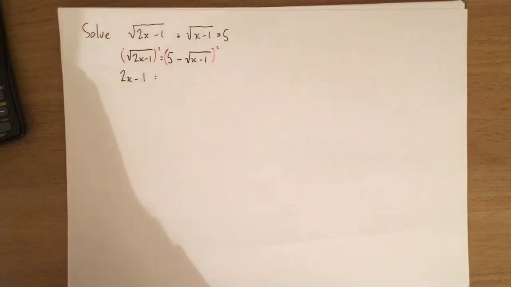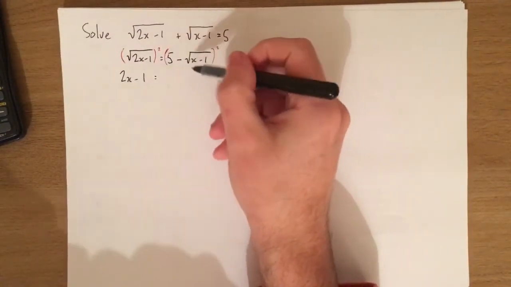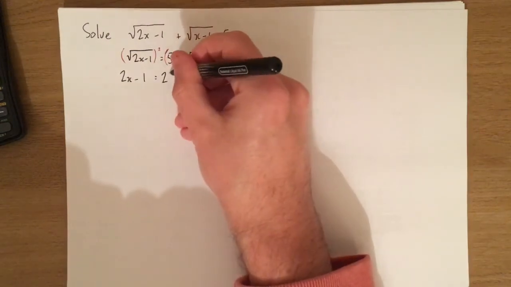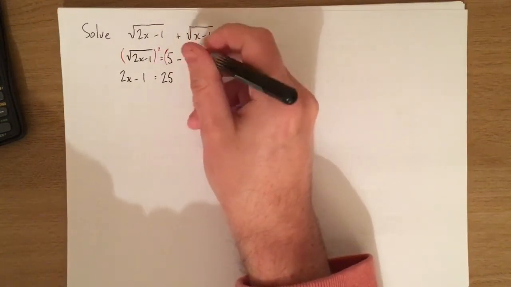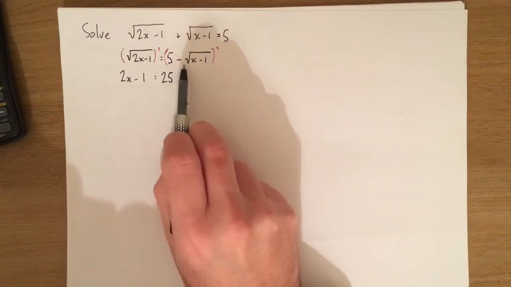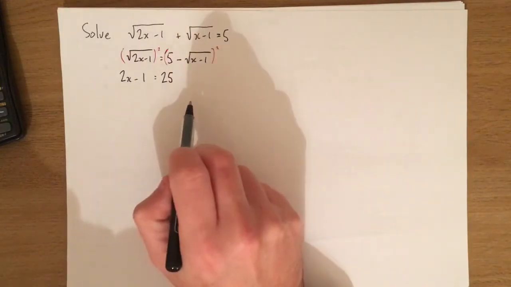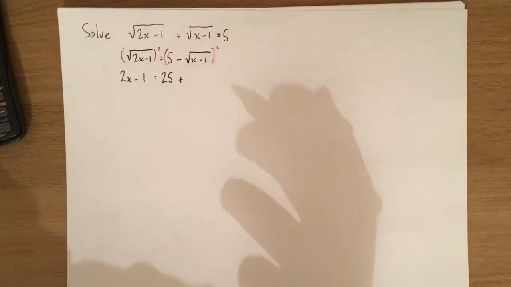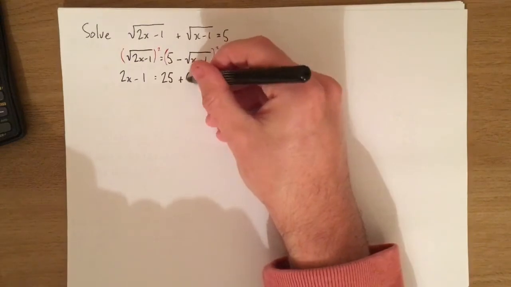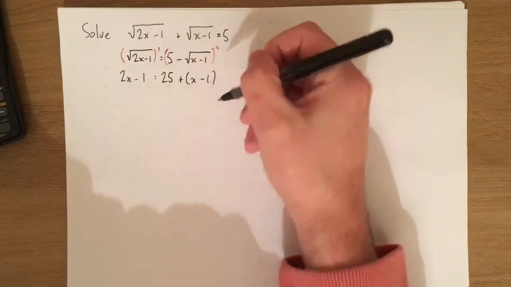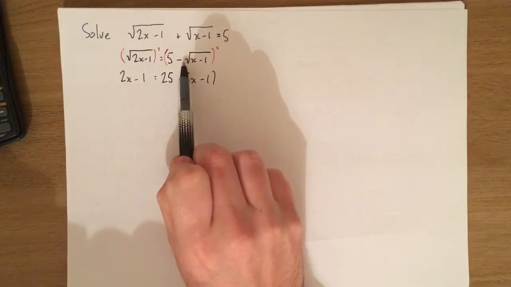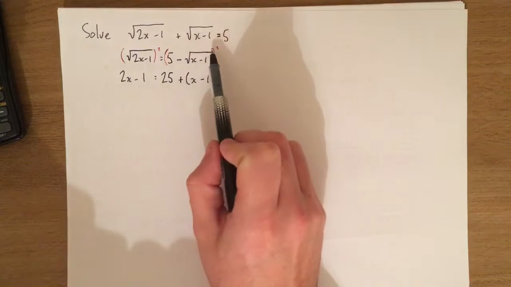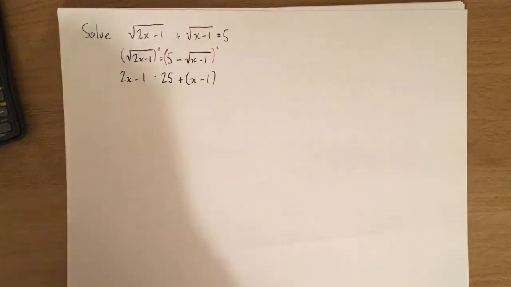On the right hand side, when you square out a bracket like this, it's first term squared, so 5 squared is 25. It's the second term squared, so minus the square root of x minus 1 by minus the square root of x minus 1. Minus by a minus is a plus, and root x minus 1 by root x minus 1 is just x minus 1. That's the square root of x minus 1 squared, so the square root and the squared cancel, and you are just left with x minus 1.